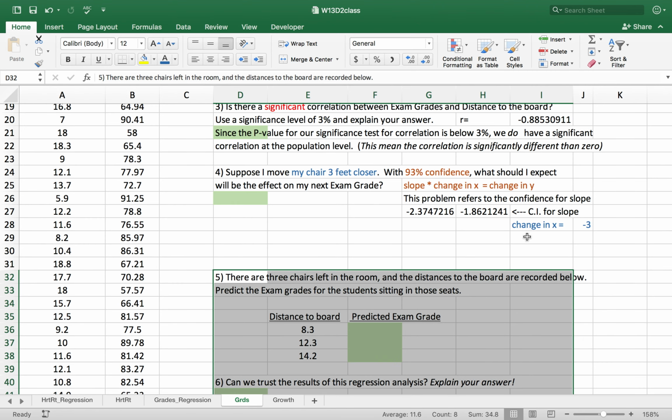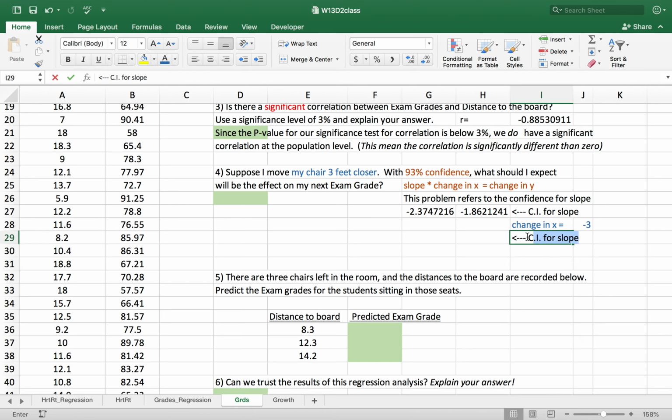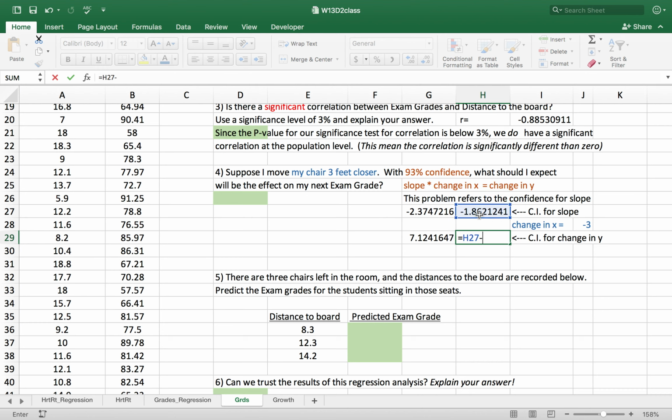Now what I'm going to do is do a confidence interval for my expected change in y. Give myself a little more space. So CI for change in y. And all I have to do here is take this value and multiply by the change in x that I'm trying to estimate here. All right, so I'll take the lower term, multiply by the negative 3, and I'll take my upper term and multiply by negative 3.